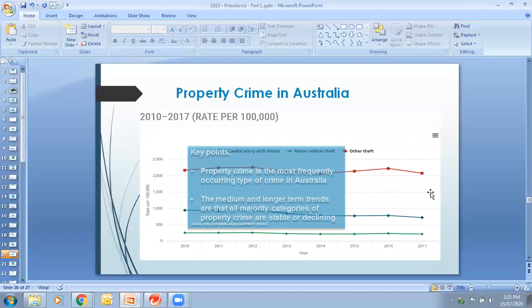Okay, property crime. So now we're moving away from personal violence to property crime. So look at the whole of Australia.